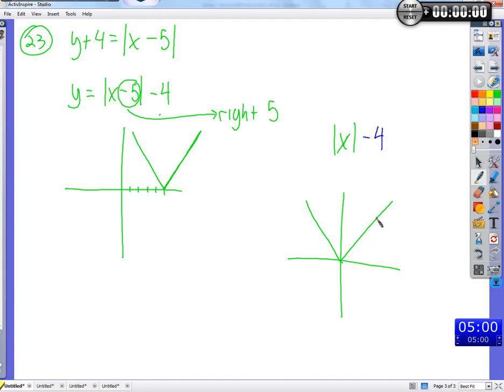Here's the y value right here. We're going to subtract 4 from that. 1, 2, 3, 4. Now that point is 4 less than it used to be. And so will this one. This one will be 1, 2, 3, 4 less. And this one, 1, 2, 3, 4 less. We're taking every output that the absolute value gives, subtracting 4 from it. And on the graph, that's represented by a shift down 4. Well, so after it moves right 5, we can move it down 4.